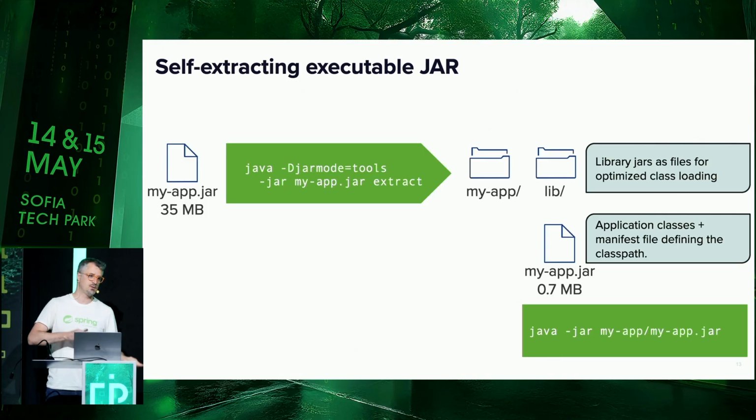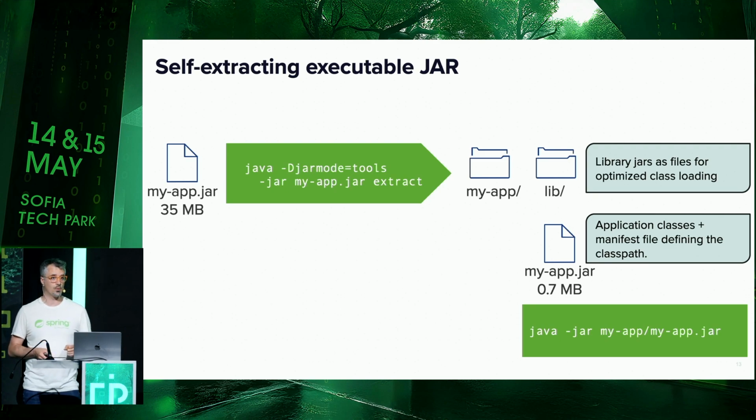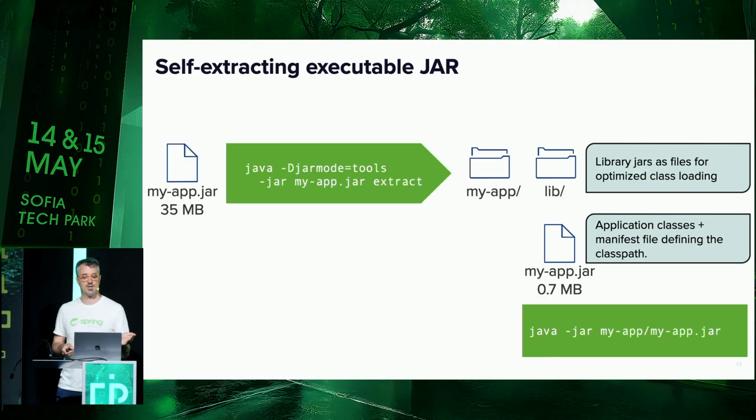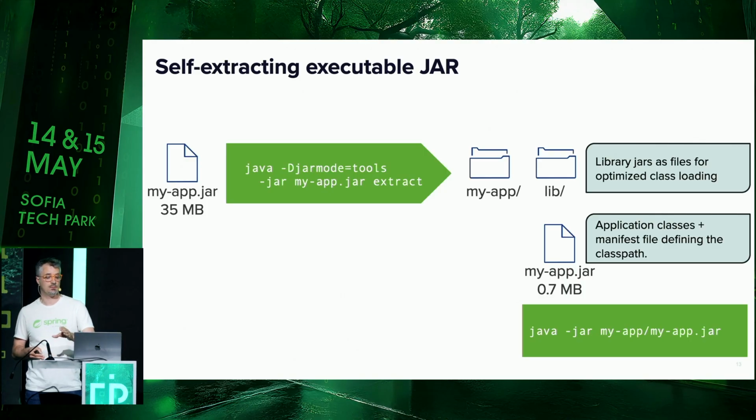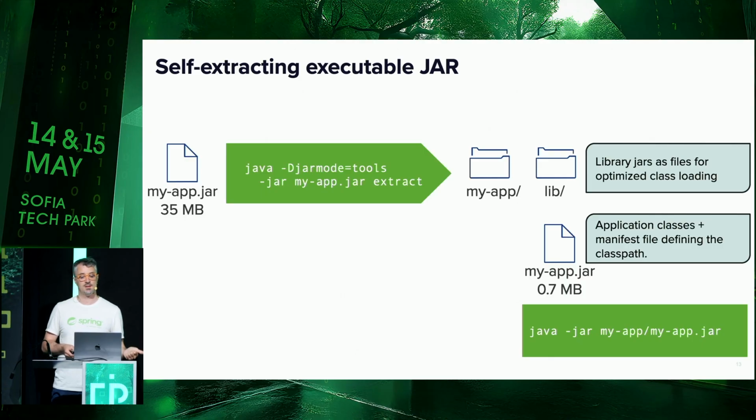So you can extract it yourself using unzip or jar, etc. But it's better to use this provided command that requires no other tooling. So in your container, you don't need unzip or other tooling. You just do java -Djarmode=tools -jar, the name of your jar, extract, and then it will create a directory with the libraries directly in a directory, and then a tiny jar that will only contain the application classes and the class path defined in a manifest file.